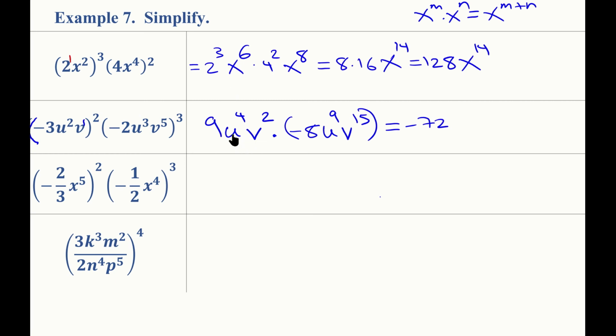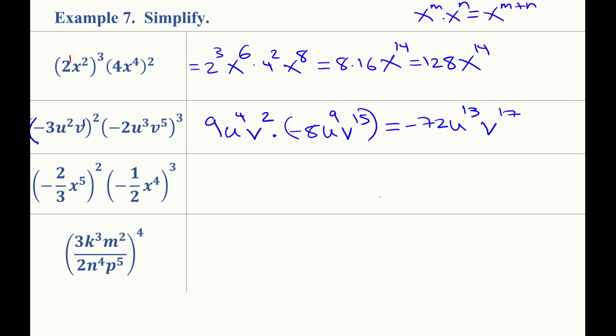And then u to the 4 can be multiplied by u to the 9 to give us u to the, remember, product rule. So u to the power of 4 plus 9, which is 13. So u to the 13. And then v, again, these two can be multiplied because they're two powers with the same base. So we can apply the product rule. So we get 2 plus 15, which is 17. And that's it. That's all we need to do there.